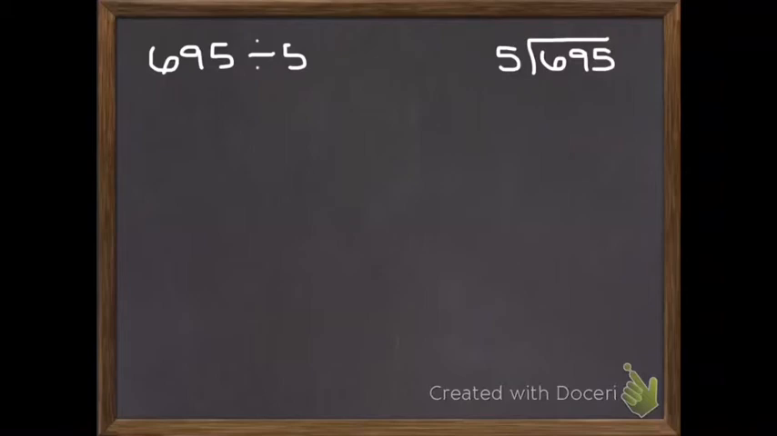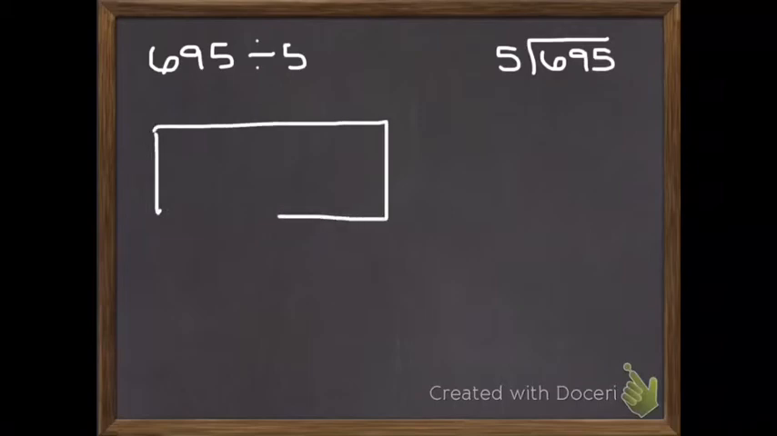Okay, now we are going to try 695 divided by 5. Remember, you can pause the recording to try it on your own first. I will start by drawing my area model and placing my divisor on the left-hand side. First, I'm thinking about what can get me closest to 695.